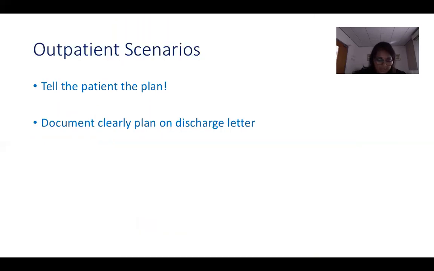Okay, so outpatient scenarios, important. Tell the patient the plan. It sounds really, really simple, but with everything going on, it's quite easy to forget. But just make sure they know the plan. Okay, and then document the plan clearly on the discharge letter and put as much detail as you know. If you know the patient is going to be seen in ambulatory care at 11 a.m. on Friday, write that, okay? Put that down. Tell the patient your appointment is at 11 on Friday, okay? You can't put too much detail in terms of the follow-up plan on the letter, okay? There's no such thing.